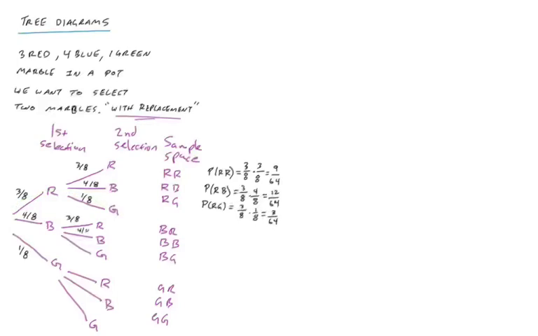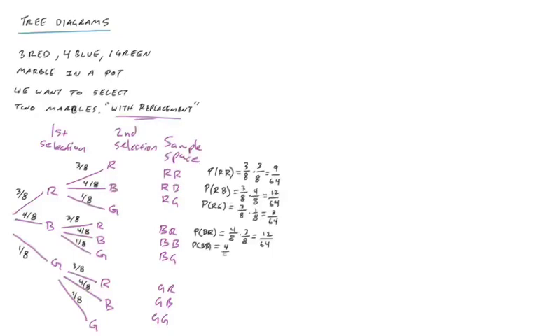And we're going to do this for each of those, right? For the second draw, it's going to be exactly the same. Still 3/8, 4/8, and 1/8 because we're putting them back. And we could follow our tree diagram to not only get the sample space, but to actually get the probabilities of each of those different outcomes as well.